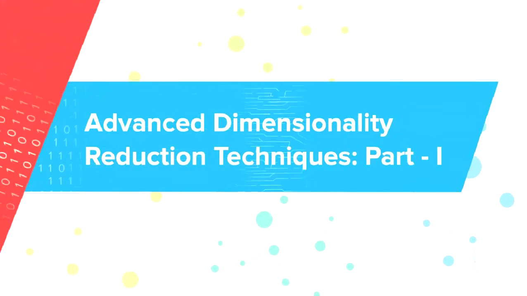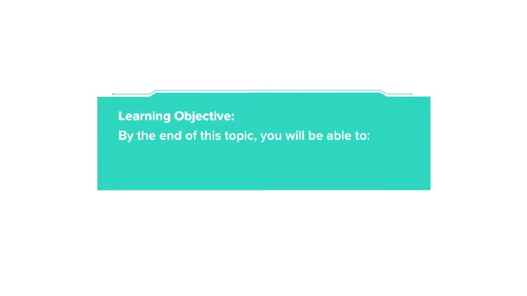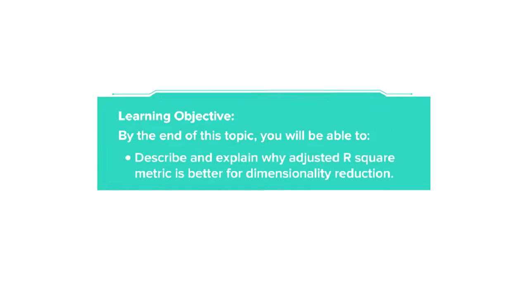Advanced Dimensionality Reduction Techniques Part 1. By the end of this topic, you will be able to describe and explain why the adjusted R-square metric is better for dimensionality reduction.